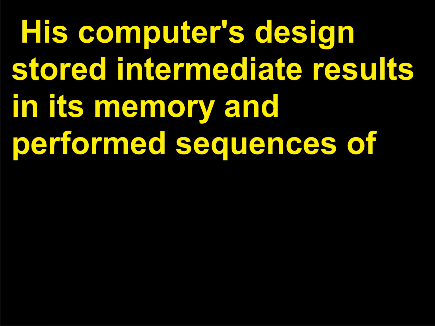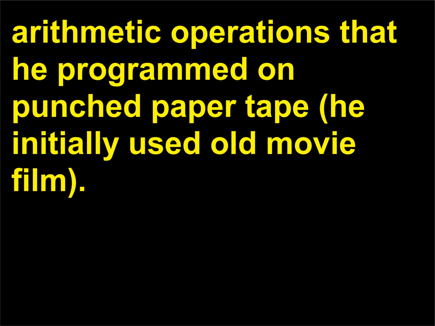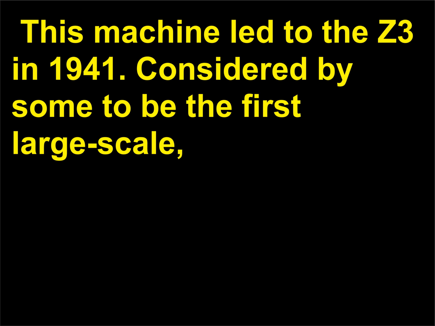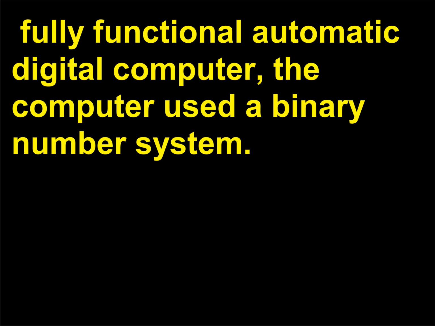His computer's design stored intermediate results in its memory and performed sequences of arithmetic operations that he programmed on punched paper tape. He initially used old movie film. This machine led to the Z3 in 1941, considered by some to be the first large-scale, fully functional automatic digital computer. The computer used a binary number system.